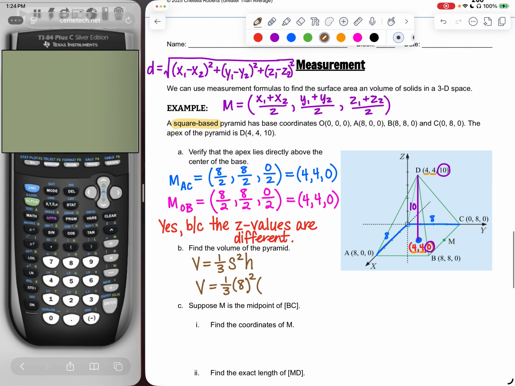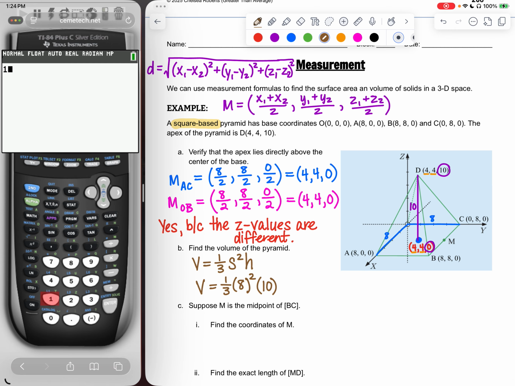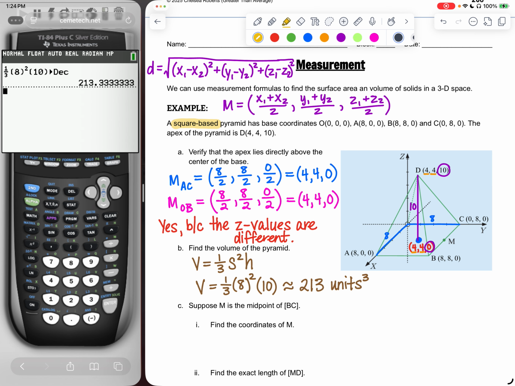Okay, so that is my height, and I know that my height here is 10. So when I multiply it by the 10, I'm going to have 1/3 times 8 squared times 10, and then I can turn it into a decimal, and I end up getting that this is around 213 units squared, or excuse me, units cubed, because it's volume. All right, so that is my answer here.